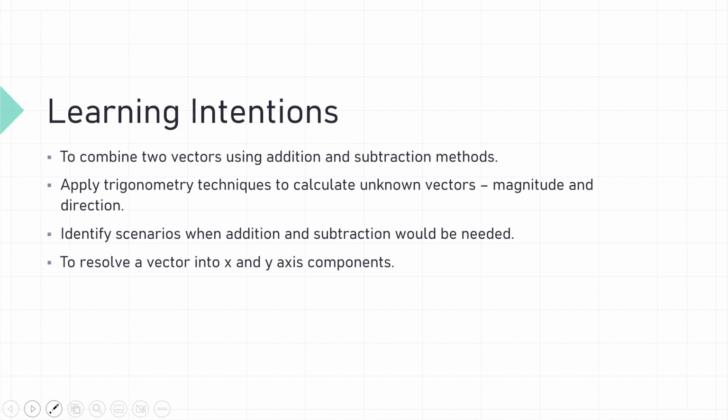Because we are working with triangles, the application of trigonometry techniques are quite useful to us to be able to then calculate things about our unknown or resultant vector, these being magnitude and direction. We'll then just have a little bit of a review of scenarios when you may want to use addition or subtraction methods. And then at the end, we'll also be resolving a vector into its x and y axis components. Essentially, it's the reverse of what we're going to be learning in the addition and subtraction part of this video. It'll make a little bit more sense visually what resolving a vector in x and y components means when I actually show you that at the end.